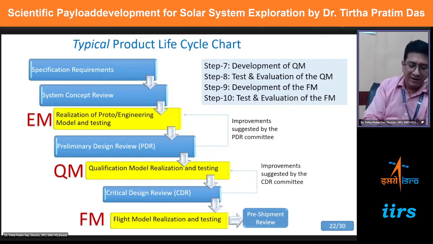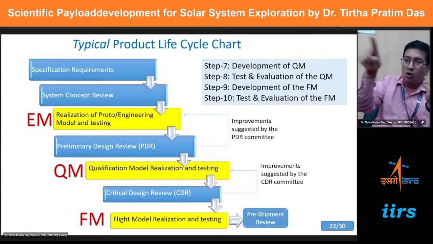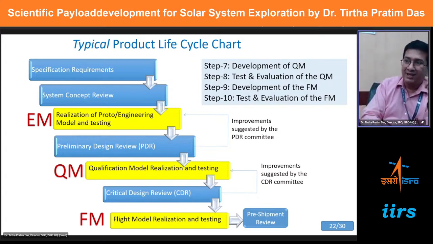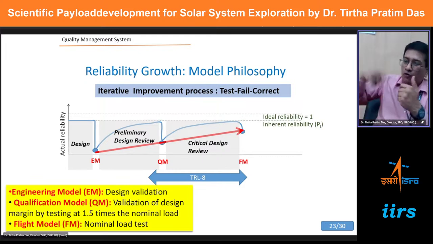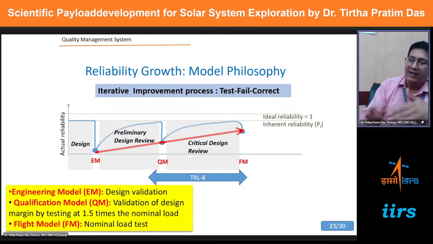Maybe another 4 or 5 minutes, I will conclude my discussion. I'm almost at the end, and you have to see here in this whole flow chart, I have described step 7, step 8, step 9, and step 10. All are covered in this product life cycle. And reliability growth, as I have explained to you, is the very objective of having an engineering model and then a qualification model, over testing it, subjecting it to review, going back to your laboratory, making improvements, and making the flight model. This is the process of reliability growth.